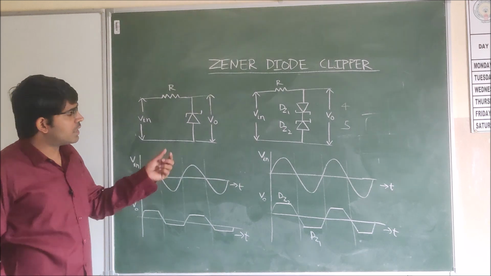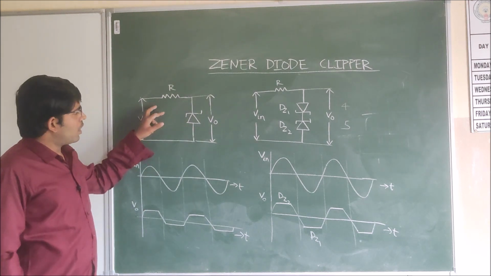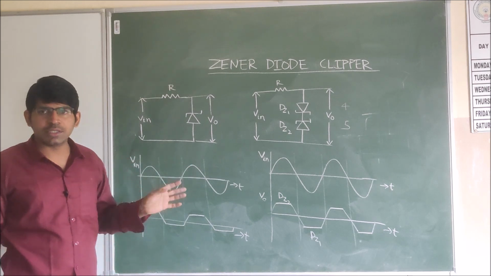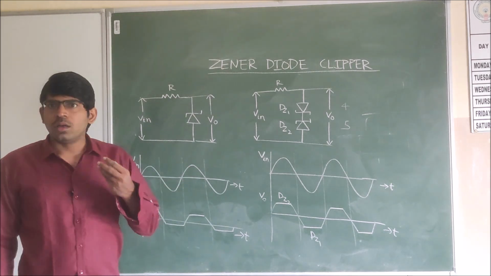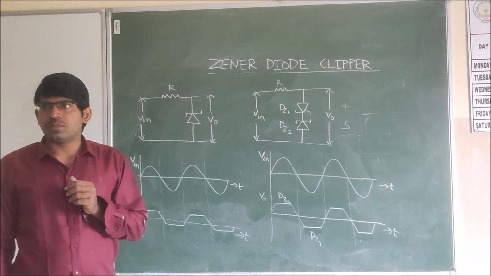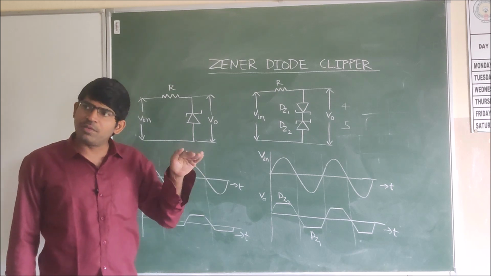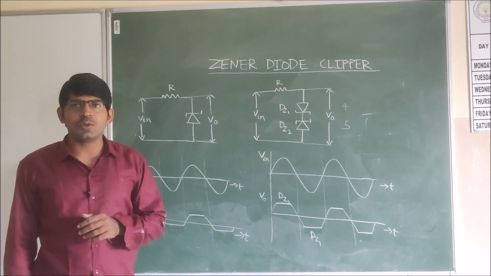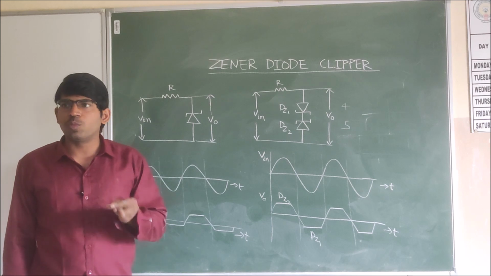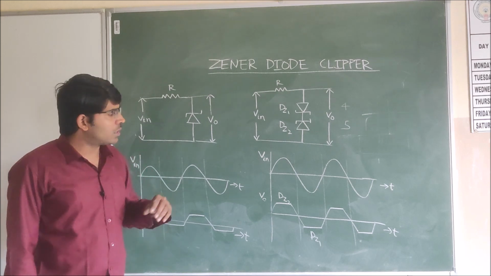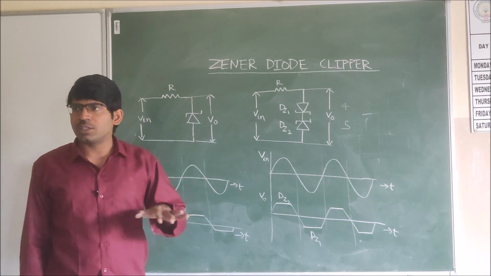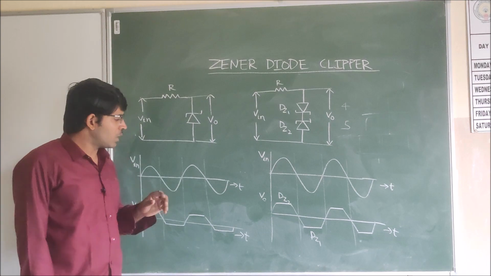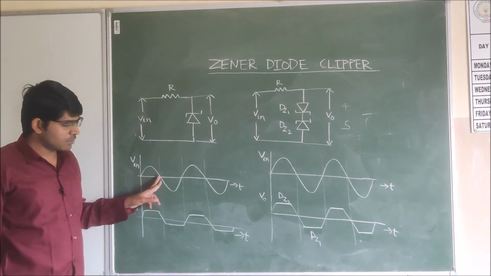Here we have considered a single Zener diode and a resistor. We are giving a sinusoidal signal. As we already discussed, these are non-linear wave shaping circuits, so there is no necessity to give only a square wave. We can even give a sinusoidal signal. But for linear wave shaping circuits, if we give a sinusoidal signal, the output will also be sinusoidal, and we might not be able to understand the circuit functioning. That's why for linear wave shaping circuits, we give a square wave as the input. This is the sinusoidal signal.